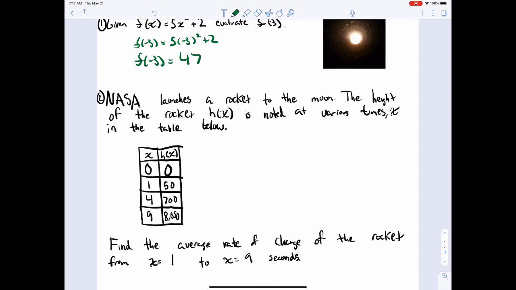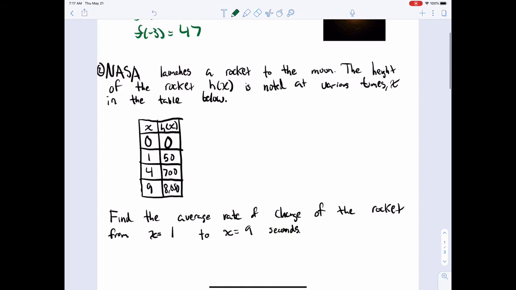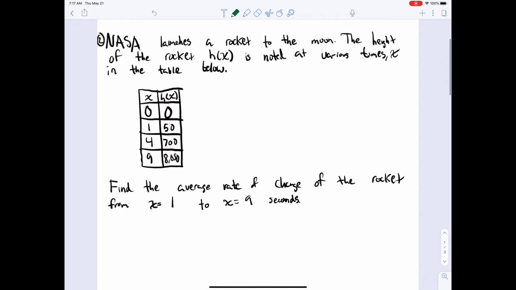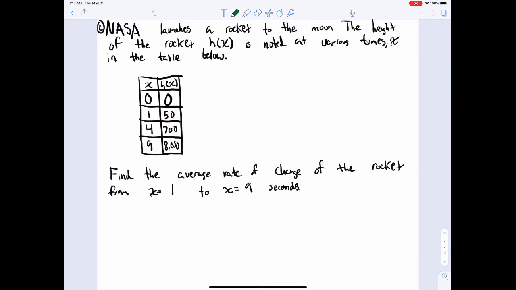Question 2, NASA launches a rocket to the moon. The height of the rocket, h of x, is noted at various times x in the table below, where x is measured in seconds. Find the average rate of change of the rocket from x equals 1 to x equals 9 seconds. Okay, so again, I think we can pause the video here, and you can try to find that average rate of change from the table.